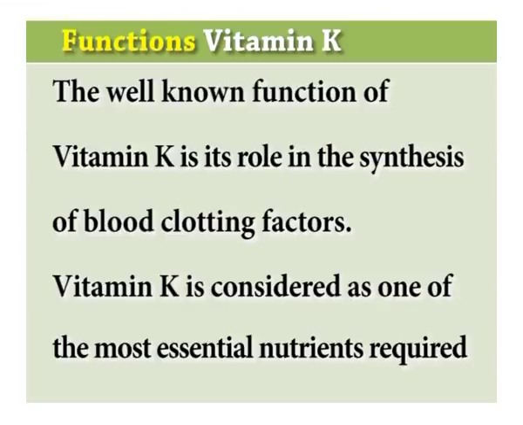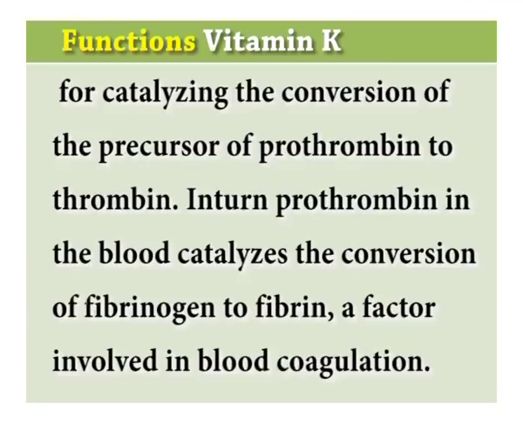Vitamin K is considered one of the most essential nutrients required for catalyzing the conversion of the precursor of prothrombin to thrombin. In turn, thrombin in the blood catalyzes the conversion of fibrinogen to fibrin, a factor involved in blood coagulation. The level of prothrombin in the blood is a major determinant of the rate at which the blood will clot. There are mainly two pathways, extrinsic and intrinsic, thought to be involved in the process of generating prothrombin and thrombin.